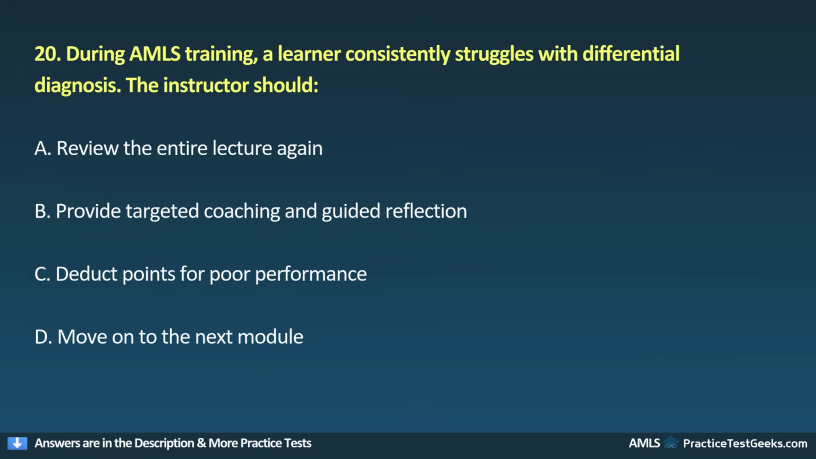20. During AMLS training, a learner consistently struggles with differential diagnosis. The instructor should: A. Review the entire lecture again. B. Provide targeted coaching and guided reflection. C. Deduct points for poor performance. D. Move on to the next module.